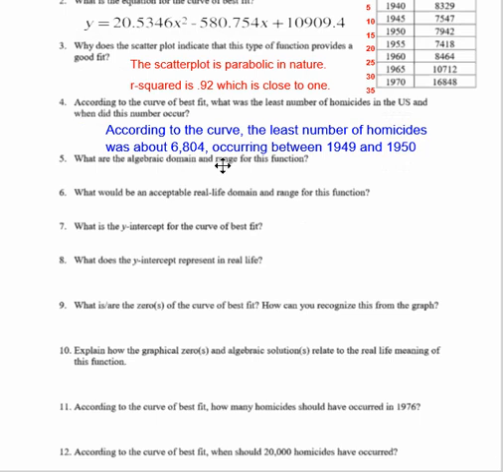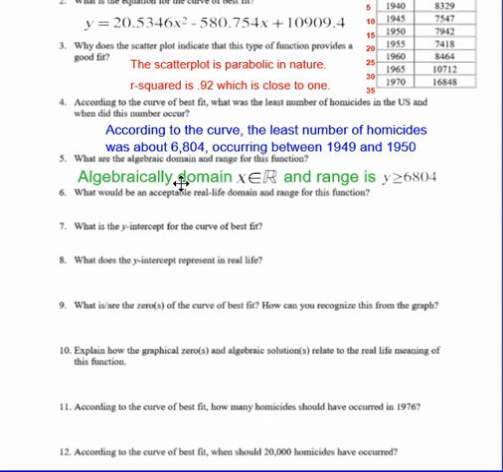When we talk about the domain and the range of a function, we want to talk about the difference between an algebraic domain and range and then something that might actually happen in real life. Algebraically, this is a parabola, and therefore it's going to have a domain that encompasses all real numbers for x. X could be any value. And the range for this particular function, we said this is about the lowest point here, and so the range would be from that value up. So algebraically, our domain is that x could be any value that's a real number, and our range is going to be greater than or equal to 6,804.